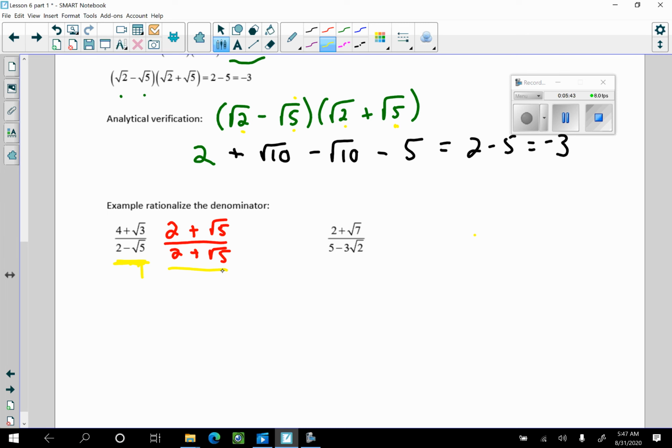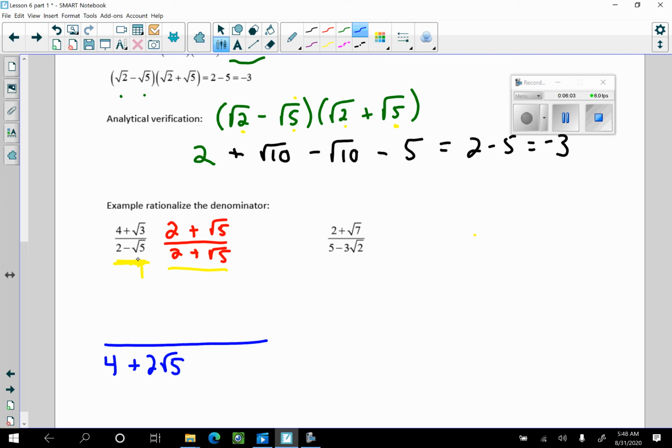Now something magical is going to happen with the denominator, and we can multiply the denominator first if you so desire. 2 times 2 is 4. 2 times square root of 5 is positive 2 square root of 5.